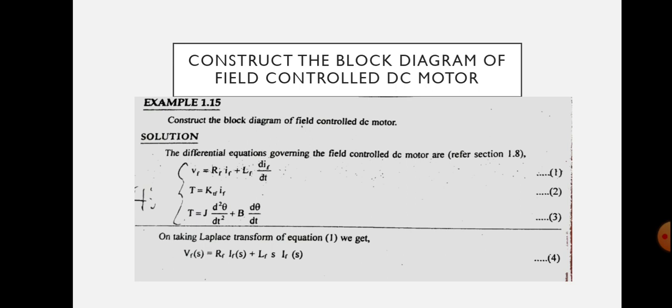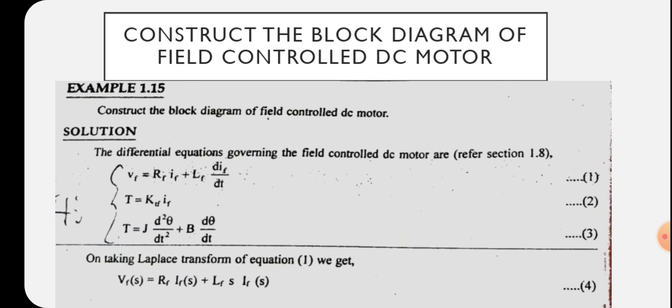So you are asked to construct the block diagram of a field controlled DC motor, and the solution begins here. First of all, you should write all the differential equations governing the field controlled DC motor. The three equations are: Vf equal to Rf into If plus Lf into dIf by dt. The second equation is torque equal to Ktf into If. The third equation is torque T equal to J into d square theta by dt square plus B into d theta by dt. These are the three equations, and you should remember them.